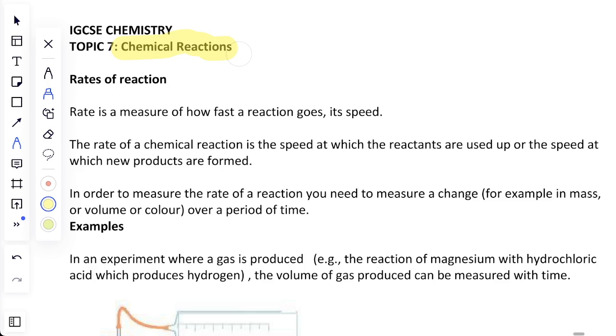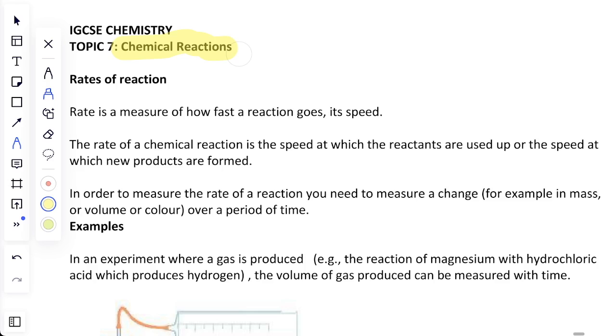Now, this topic is a very vital area of chemistry, because without chemical reactions, chemistry would just be theoretical. Chemical reactions are such a vital part of chemistry that without them, we cannot form products. We also then look at the rate of a reaction. What is the rate of a reaction? The rate of a reaction is how fast or slow a chemical reaction takes place.